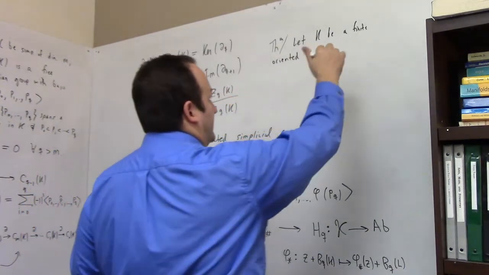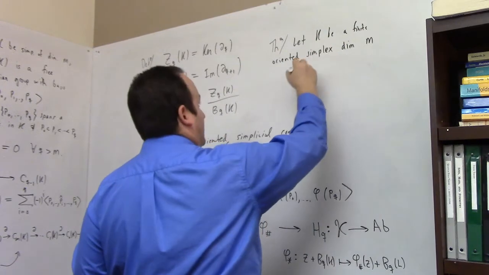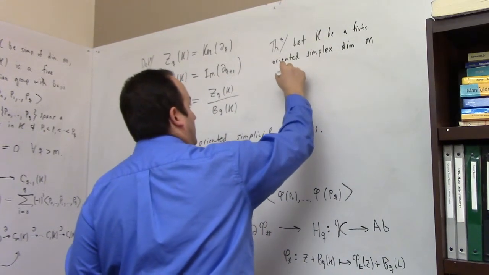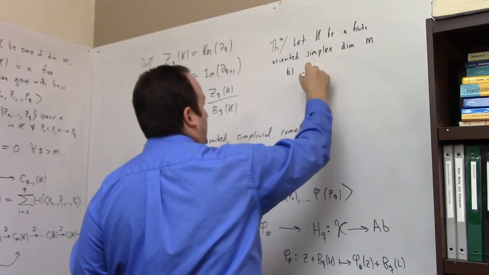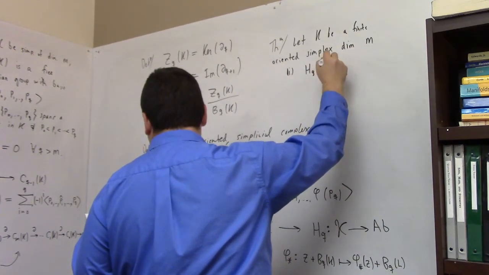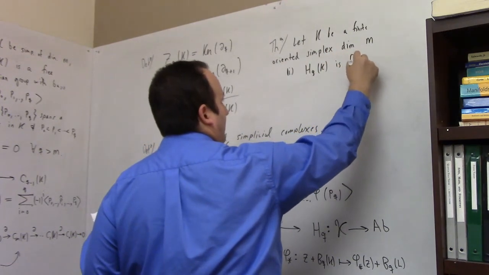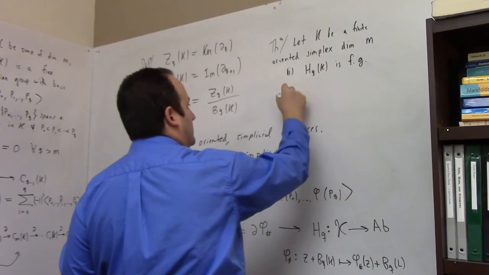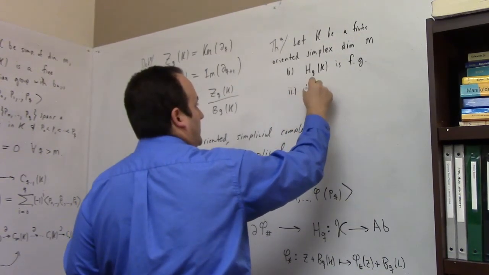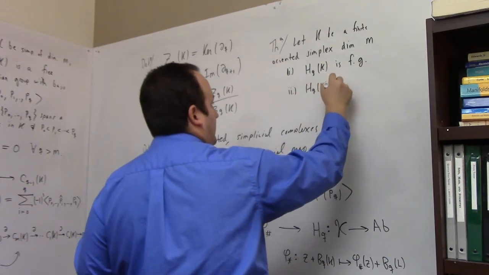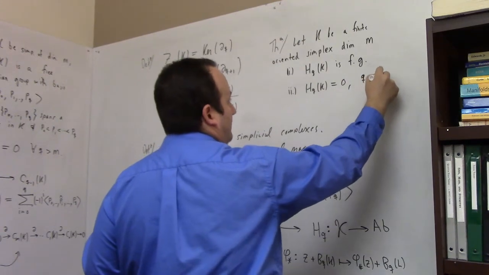Finite oriented simplicial complex of dimension n, M, as in mummy. Then you've got three things. One, the Q-th homology group over K is finitely generated. Two, the Q-th homology groups of the simplicial complex are zero when Q is greater than M.